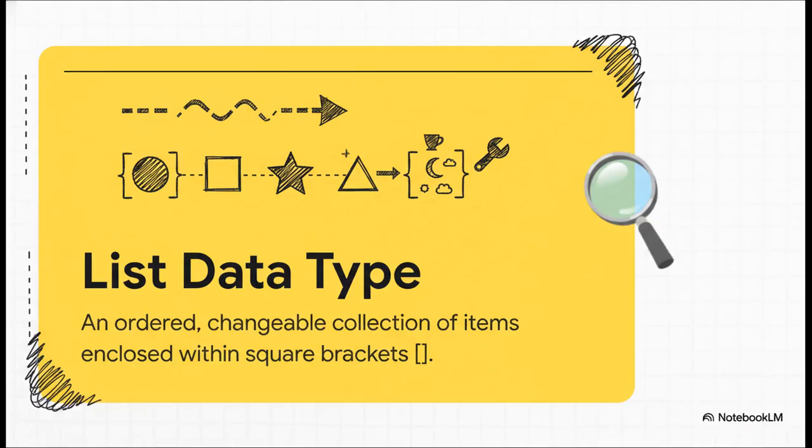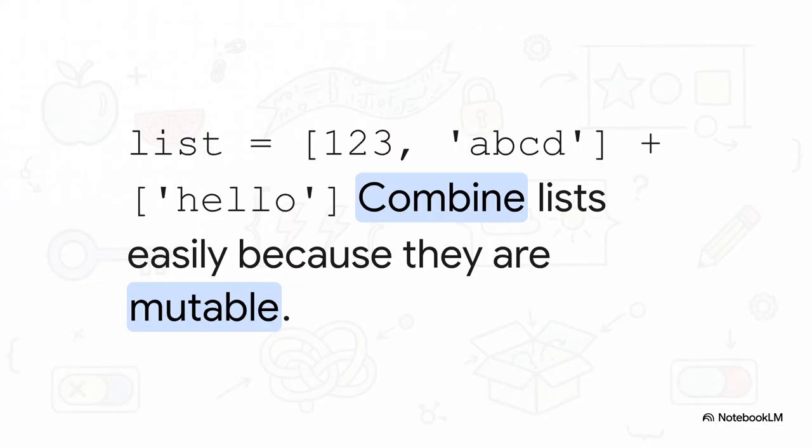First up, we've got the list. This is probably the one you'll use the most. It's basically an ordered collection of things, it's changeable, and you spot it by the square brackets. And because it's so darn flexible, you can toss different kinds of data types into the same list. No problem.